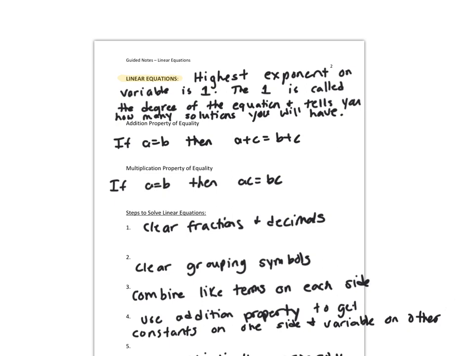If I had x squared plus 2x plus 3 equals 0, that 2 is the highest exponent on the variable. You get a 2 there and a 1 there, but the greater one is 2. That tells you you'll have 2 solutions. But in a linear equation, the highest exponent on the variable will be 1, and you'll have 1 solution. That highest exponent is actually called the degree of an equation.